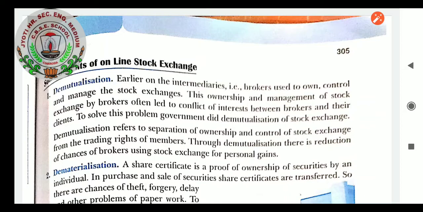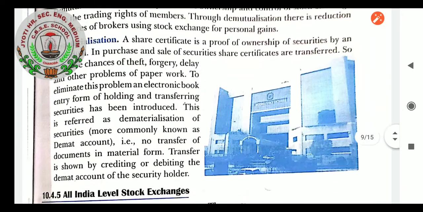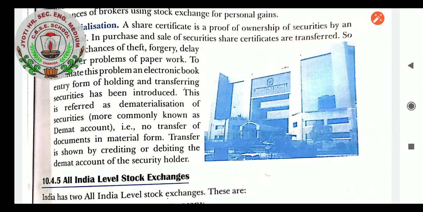On dematerialization, students, a share certificate is proof of ownership of securities by an individual. In the purchase and sale of securities, share certificates are transferred, so there are chances of theft, forgery, delay and other paperwork problems. To eliminate this problem, an electronic book entry form of holding and transferring securities has been introduced. This is referred to as dematerialization of securities, more commonly known as a demat account. That is, there is no transfer of documents in material form. Transfer is shown by crediting or debiting the demat account of the security holders.